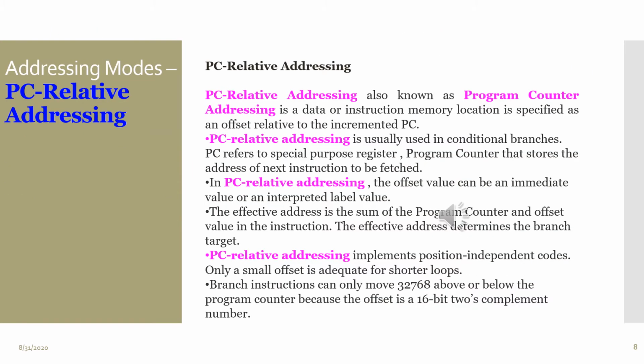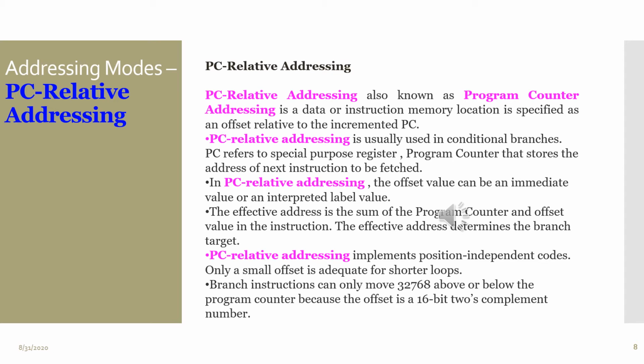PC relative addressing is nothing but your program counter addressing. The data or instruction memory location is specified as an offset relative to the incremented PC. PC relative addressing is usually used in conditional branches, where it mainly refers to the special purpose register, the program counter, that stores the address of the next instruction to be fetched.